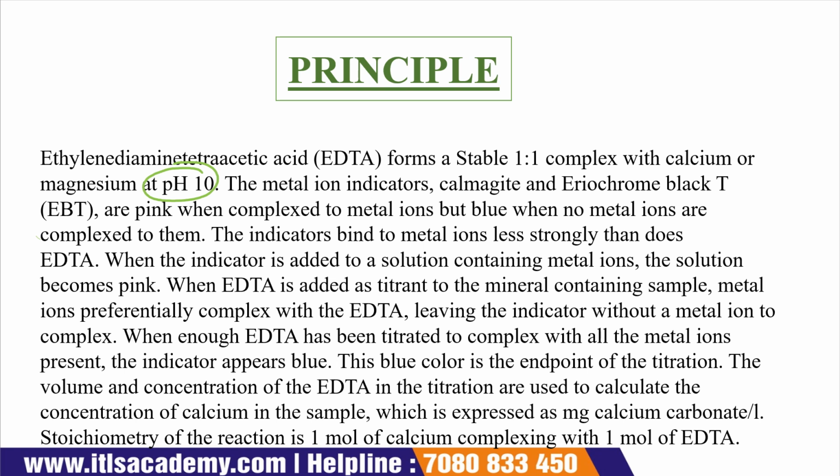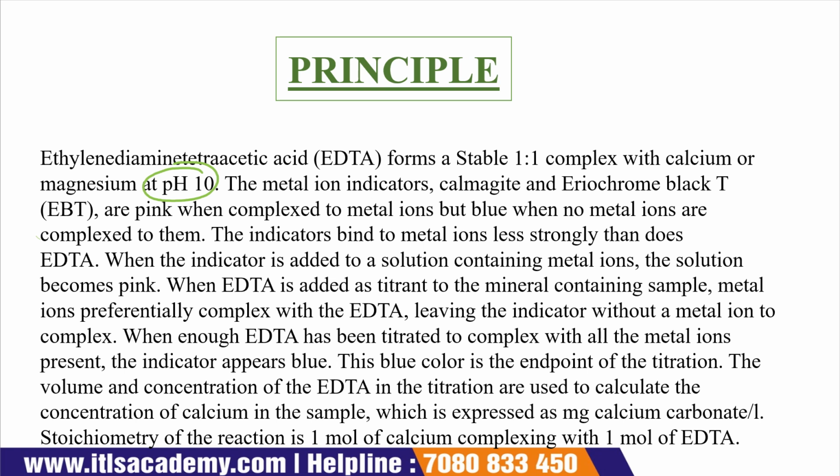Okay, if we use enough EDTA and titrate to complex with all the metal ions which are present, the indicator appears blue. This blue color is the endpoint of the titration, and the volume and concentration of the EDTA in the titration are used to calculate the concentration of calcium in the sample, which is expressed as milligram calcium carbonate per liter. Now the next one is the stoichiometry of the reaction: 1 mole of calcium complexes with 1 mole of EDTA.